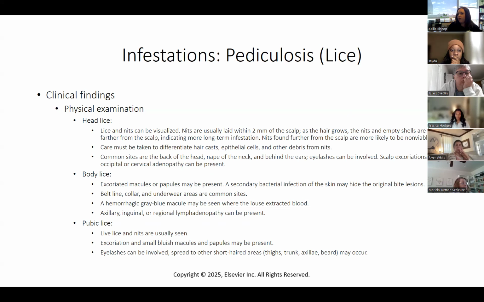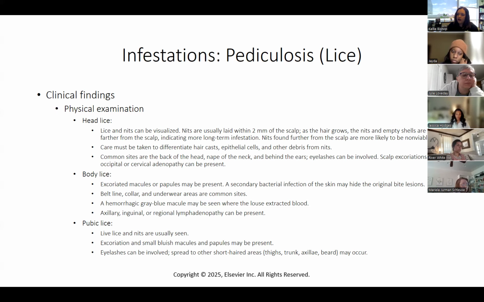They usually will fall off, and they're non-viable when they're further out. We don't want to overdiagnose and overtreat this, for a lot of reasons, so you do want to make sure it's not dandruff, like epithelial cells. Usually you can tell because it doesn't pull off the hair shaft easily. Commonly we'll see it at the back of the head, the nape of the neck, and behind the ears. They can have little bites too, sometimes little red papular lesions. Eyelashes can be involved, and then a lot of scalp irritation.